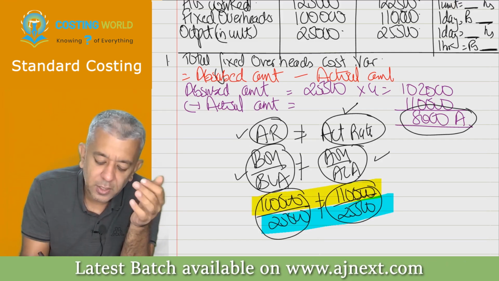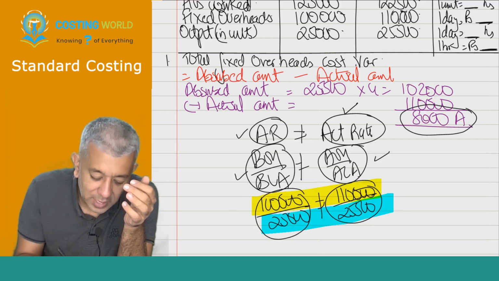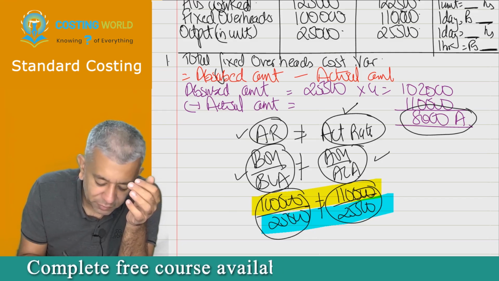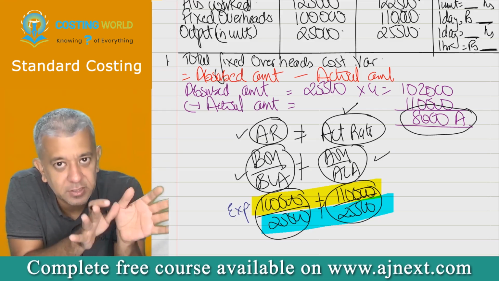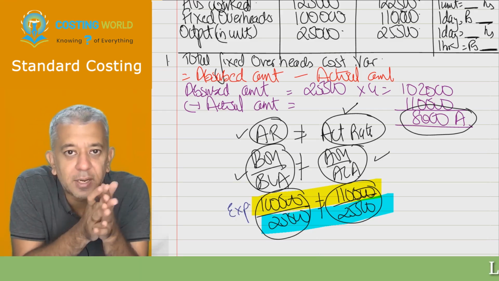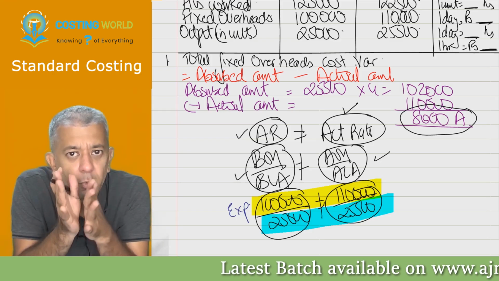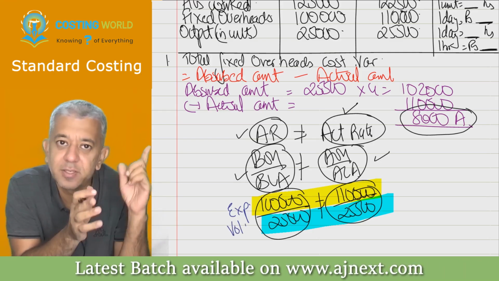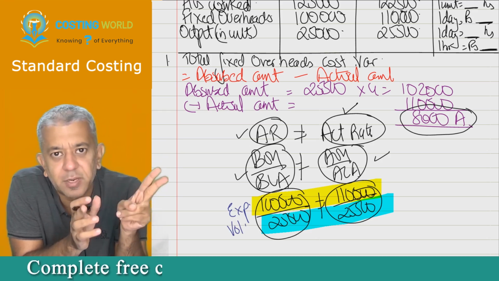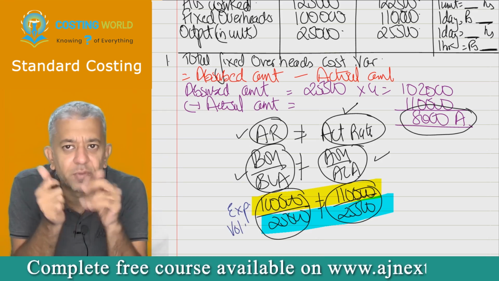In numerator, you all have written overheads. Overheads are your expenses. So therefore, difference of numerator will lead to something called as expenditure variance. In denominator, you are writing volume. Volume means output. So therefore, your next variance will be called as volume variance. Numerator gives you expenditure variance. Denominator will give you volume variance. Is that all okay?